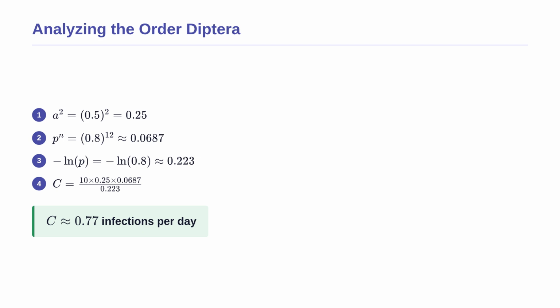or about 6.87%. Then, we find the daily mortality rate by taking the negative natural logarithm of 0.8, yielding 0.223. Plugging these into our formula, we find the final answer is approximately 0.77. This means every infected person generates about 0.77 new infectious mosquito bites per day.